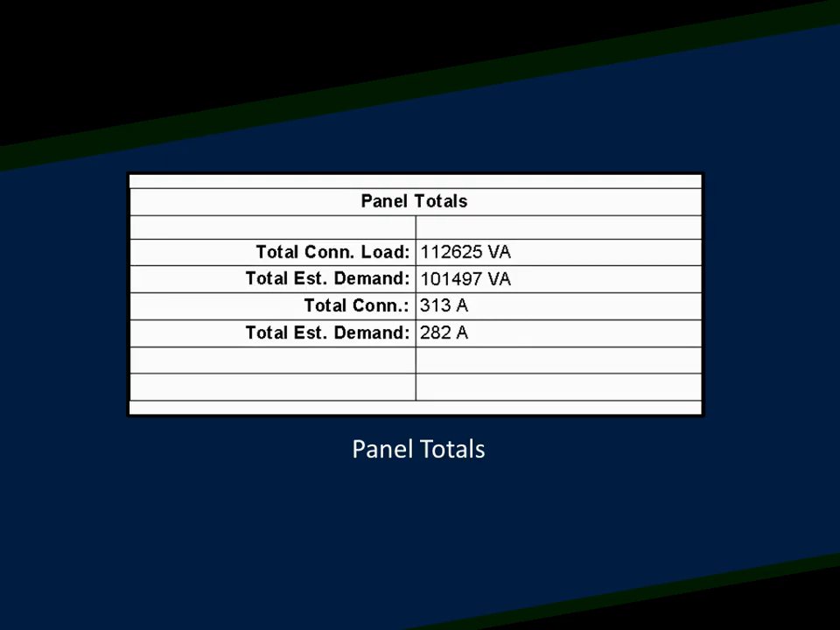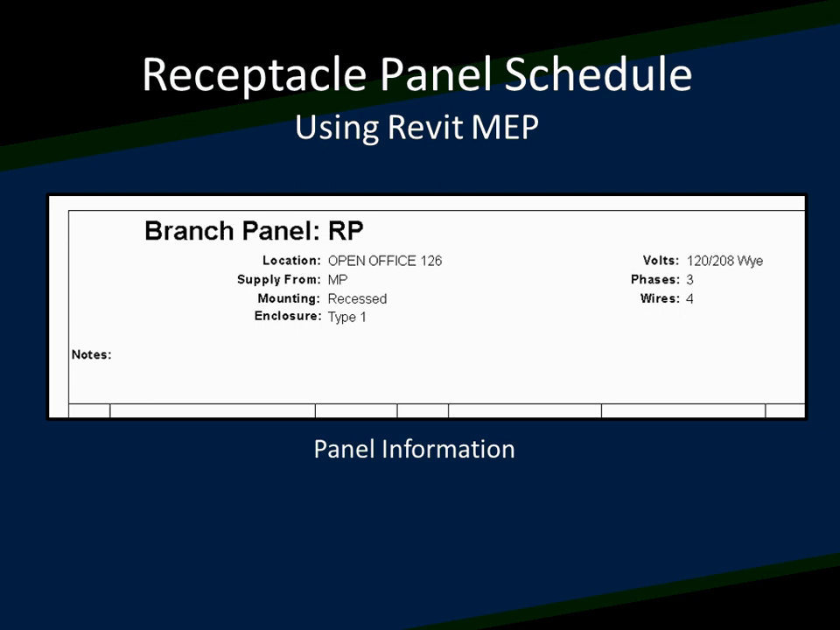For the panel totals, I ended up getting a total estimated demand of 282 with total connected load of 313. And then when we planned for future sizing and future expansion of the building, we ended up getting a 500-amp panel. The receptacle panel, very similar.